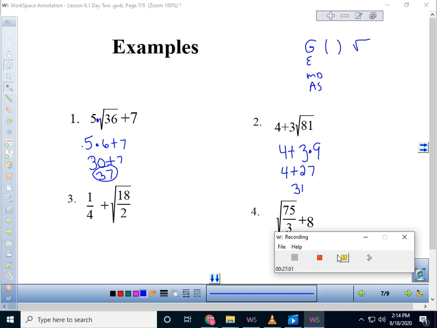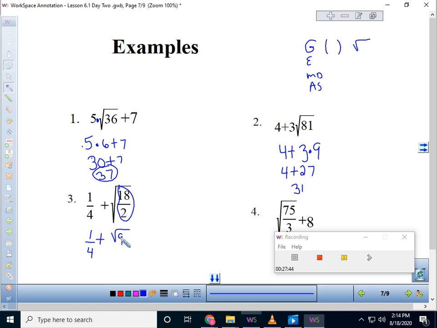Now, the next one is a little tricky because if we try to break this up, the square root of 18 is not a perfect square, and 2 is not a perfect square, so that could be a little scary. But let's simplify this 18 divided by 2. What is 18 divided by 2? Let's just do this math problem. Let's pretend that this was all by itself and there was not a square root sign around it. What's 18 divided by 2? Well, that's 9. So we have 1/4 plus the square root of 9, because 18 divided by 2 is 9.